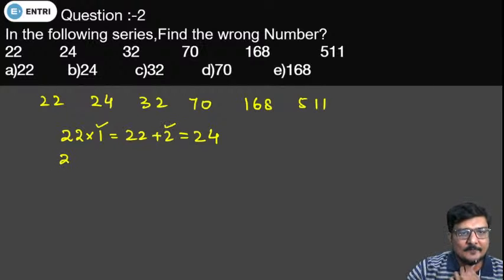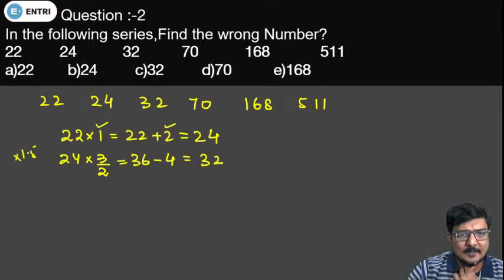Now if we multiply 24 by 1.5, that is, multiplying by 3 by 2, this will give you 36, and minus 4 will give you 32. So first, in the first term we have added 2. Then we have doubled this number and subtracted it from the series. Now 32 multiplied by 2, we are increasing the multiplier by 0.5.